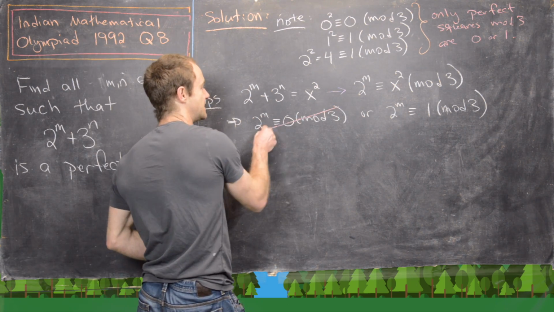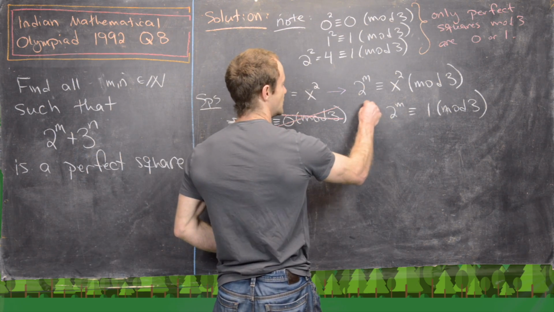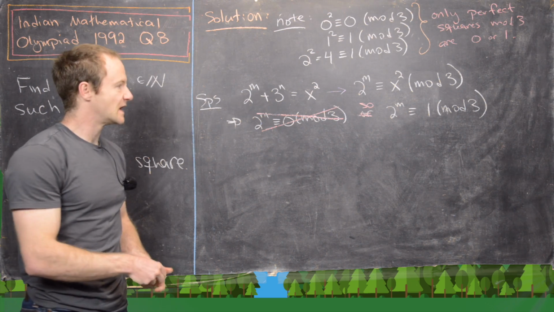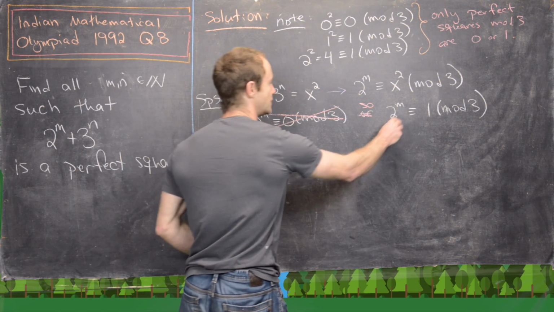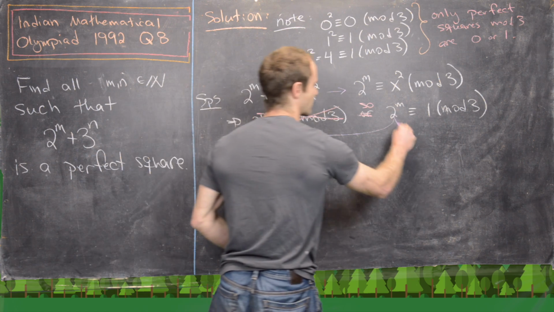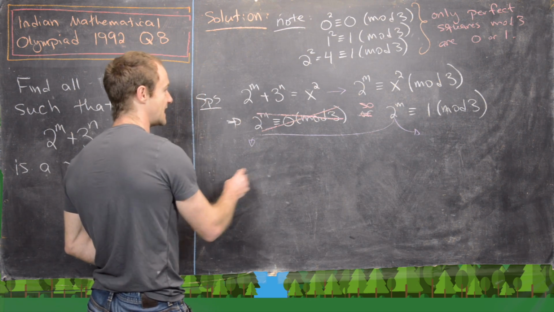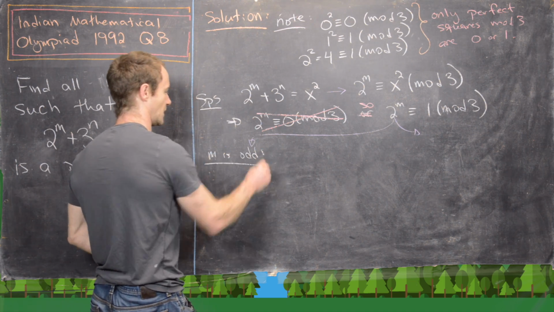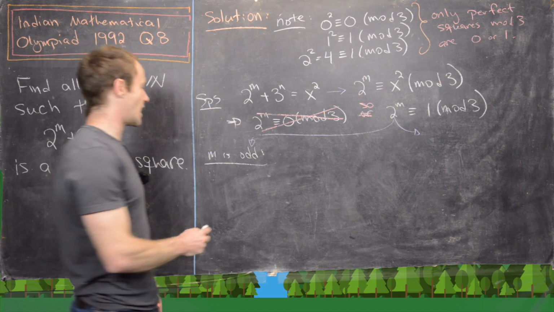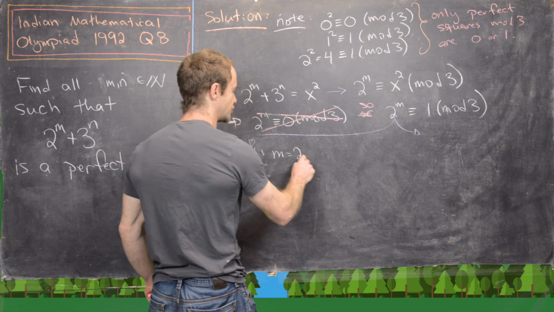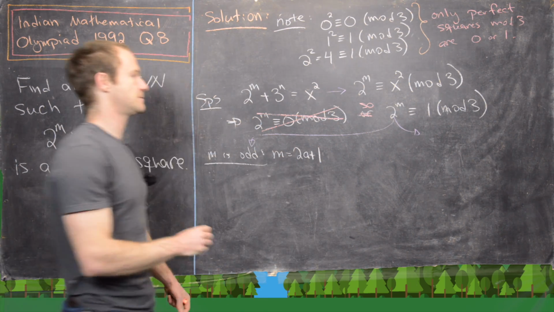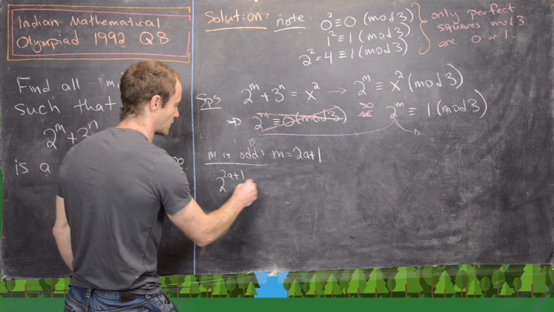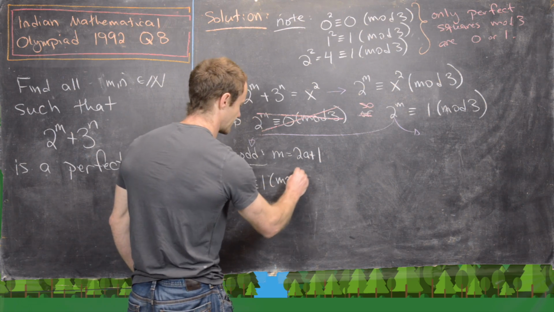Great. So that means this is not a possibility. So that means that we have 2 to the m is congruent to 1 mod 3. Now let's go ahead and split that into two cases based on the parity of m. So maybe case number 1 is m is odd. Okay? So if m is odd, then we can write m is equal to 2a plus 1. But then that's going to tell us that 2 to the m, which is now 2a plus 1, is congruent to 1 mod 3.